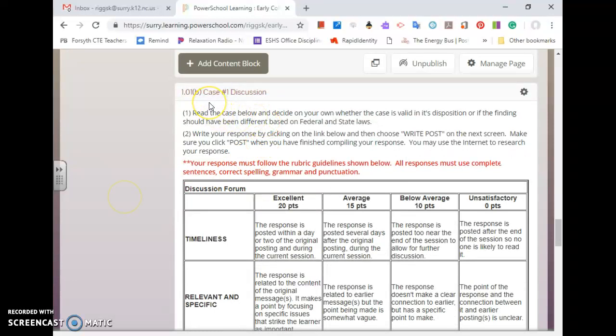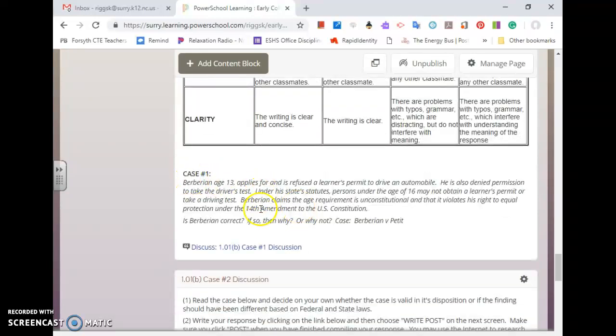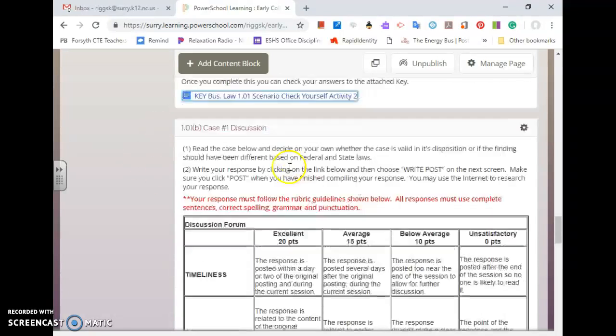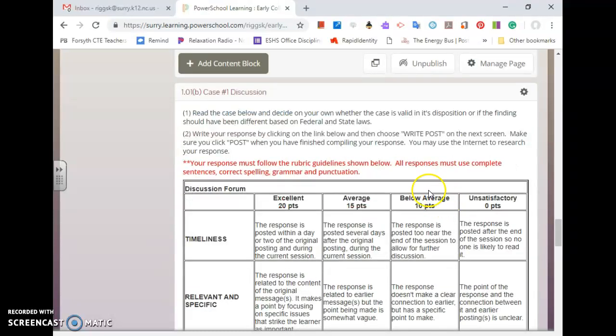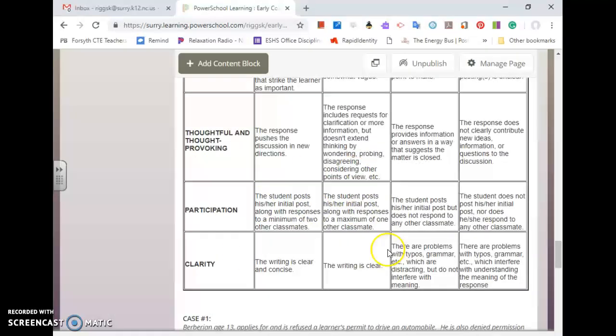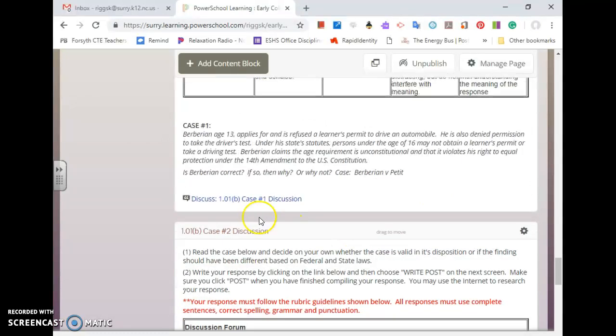So then we have the case number 1, discussion. You're going to read the case below, and it's down here, and follow this rubric in the discussion. Write your response by clicking on the link and then choosing Write Post. Make sure you click Post when you're finished. You can use the internet to research your information. And then here's your rubric. And so you just click here.